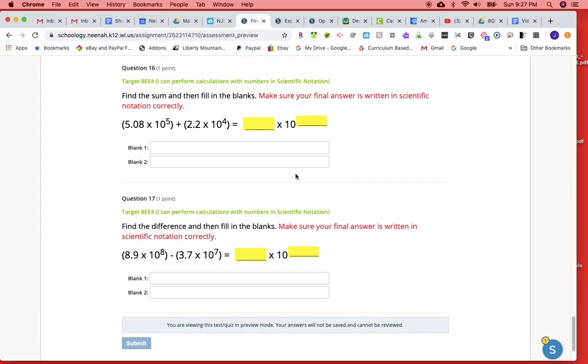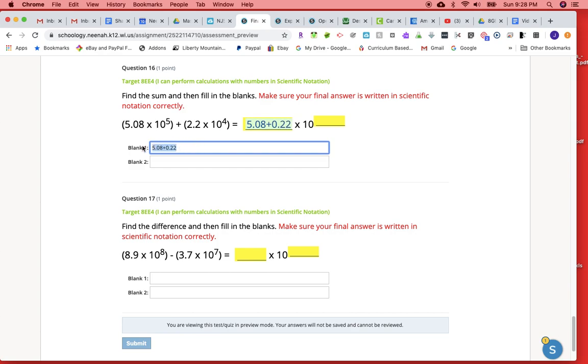Number 16. This one we are adding again. We have to make sure they're in the same exponent. In this case, they're not. So what I'm going to do is make this number, 2.2 times 10 to the 4th, I want to change this to the 5th. So if I want to add to the exponent, I need to move my decimal one place to the left. So this is what I'm going to be writing in. 5.08 stays the same. I'm adding, so plus, and I want to move my decimal one place to the left because I added. So it's going to be 0.22.